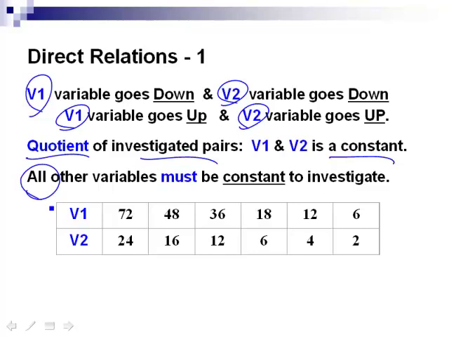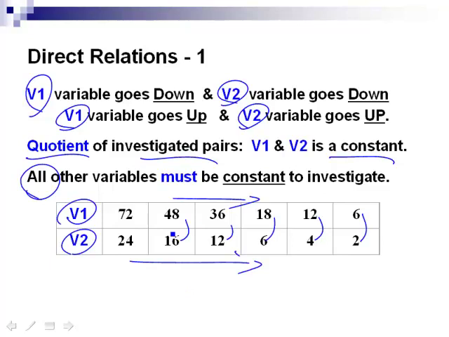Now let's look at our data pairs here. We can see that V1 is going down in value, and V2 is going down in value. Now let's look at the quotients. The quotient here is 3, 3, 3, 3, 3, 3. So that looks pretty good. It looks like it fits all the criteria for a direct relationship.